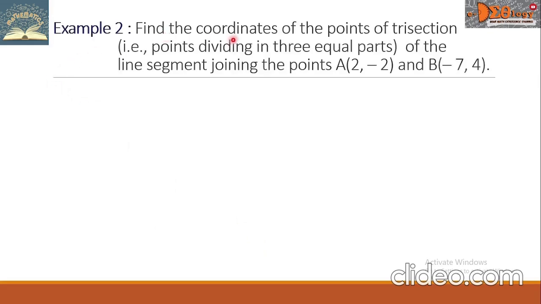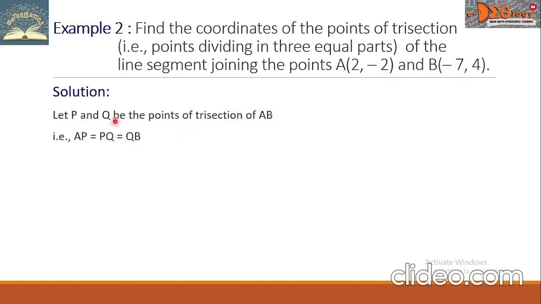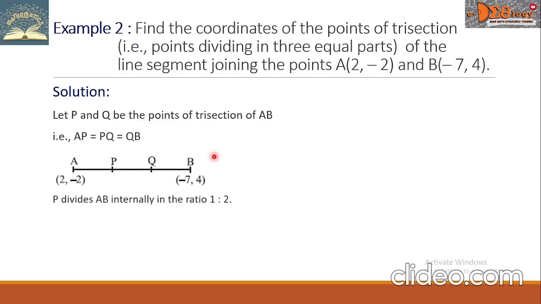Example 2. Find the coordinates of the points of trisection, that is, points dividing in 3 equal parts of the line segment joining the points A, 2, negative 2, and B, negative 7, 4. Let P and Q be the points of trisection of the line segment AB, and that is AP equals PQ equals QB, as we can see in this figure. Now, for the point P, it divides AB internally in the ratio 1:2.